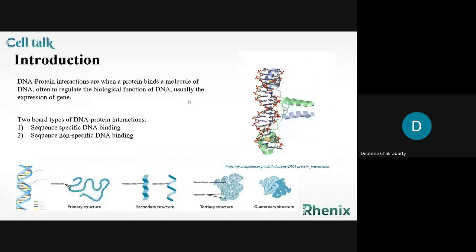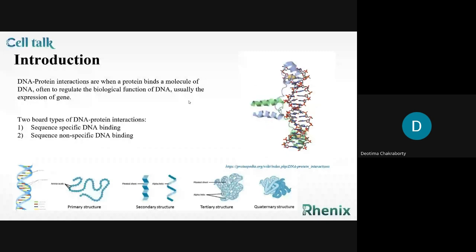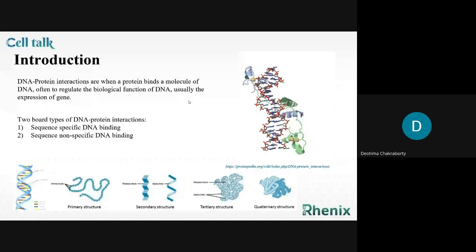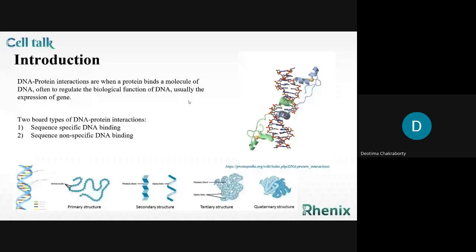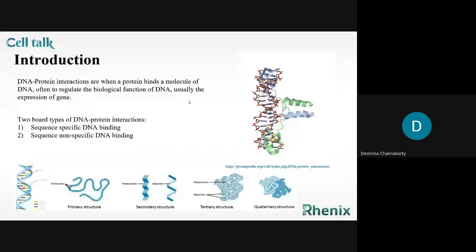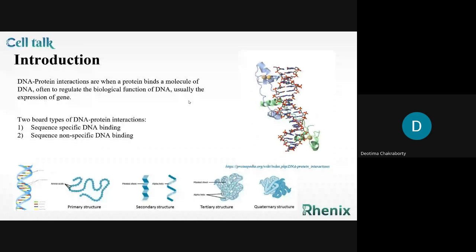For sequence non-specific DNA binding, that is during replication, the DNA double strand is melted by helicase enzyme and the replication fork is made. A special kind of protein called single strand binding protein binds to the melted single strand DNA and stabilizes the system by preventing them from being denatured.